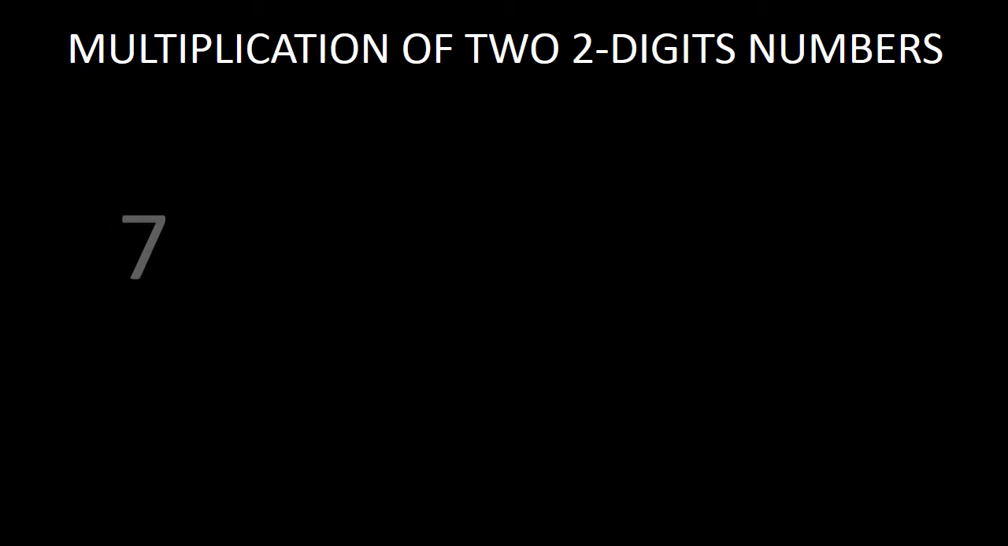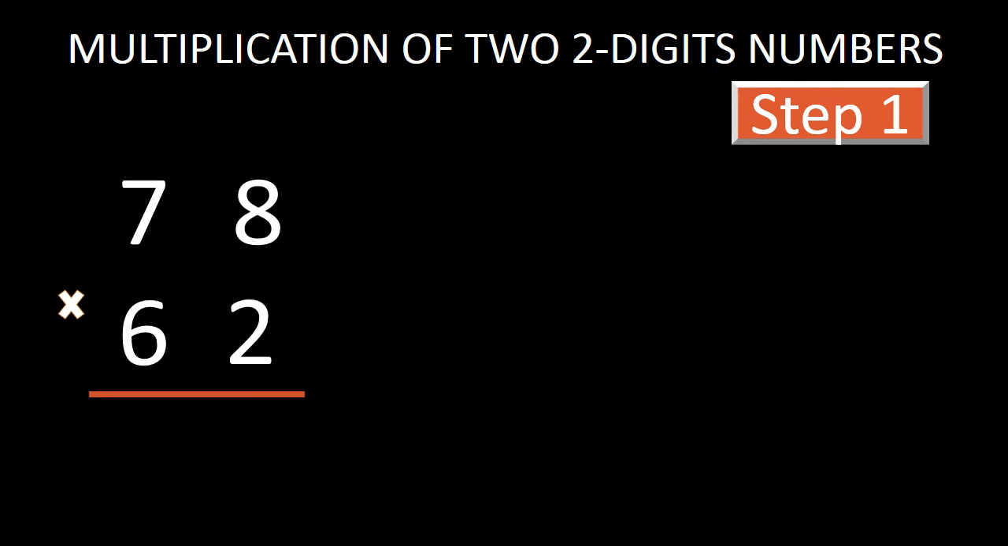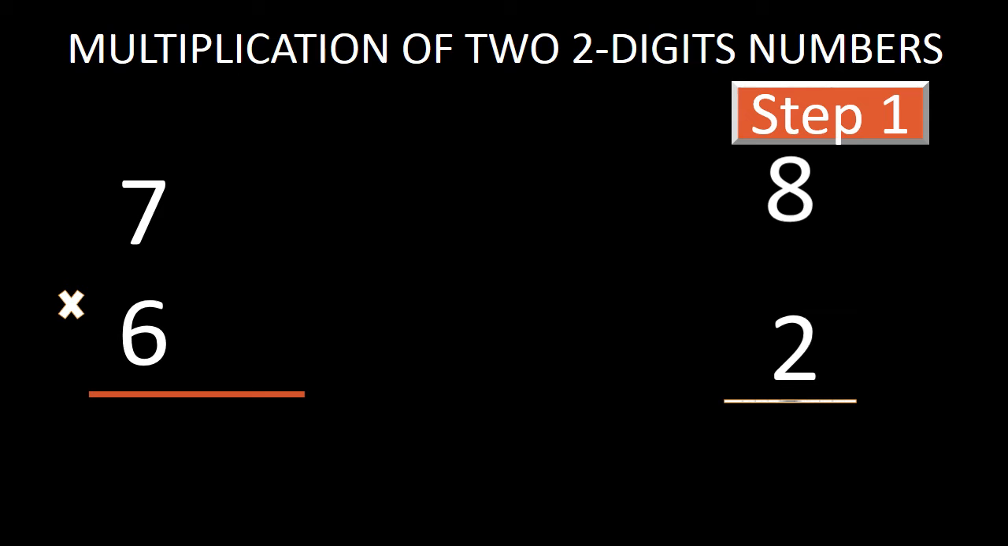Here I have multiplied a 2-digit number, that is 78, with a 2-digit number, that is 62. So by multiplying 78, which is the first number, with 62, which is the second number, we have to follow 3 steps. In step number 1, we have to multiply the unit digit of the first number, that is 8, with the unit digit of the second number, that is 2. By multiplying 8 with 2, we get 16. So we will bring this 6 of 16 in our answer, and it will make the unit digit of the answer, and we will keep this 1 as the carrying digit.